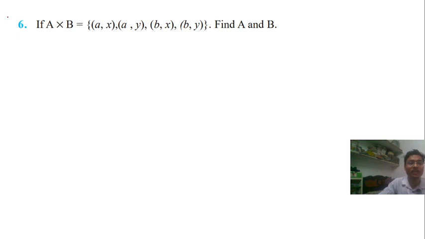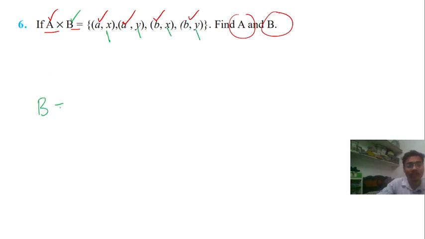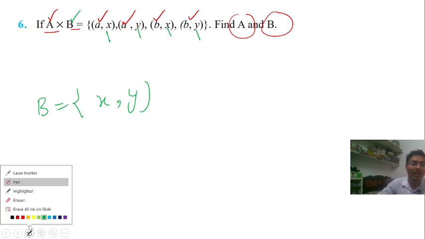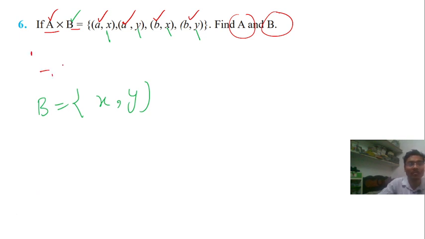Coming to question number B, they are saying if A cross B is this, and find set A and set B. As we all know, since it is A cross B, the first element will reflect the element of set A, and the second element will represent that it comes from set B. So we will write set B has x, y, so we will simply write x comma y, and set A has a, b, so we will write a and b. That's how we get the answer.